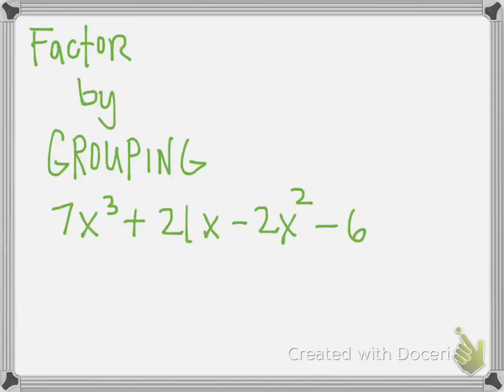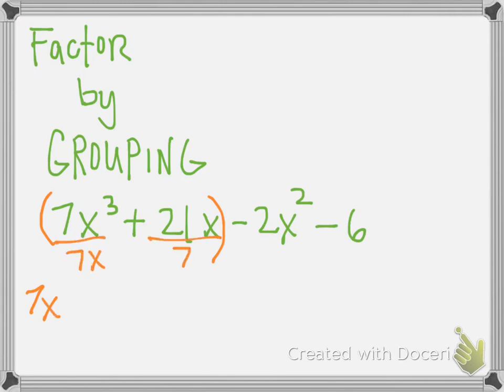This video is called Factor by Grouping. Factor by grouping means you take stuff in the equation and you put together stuff that has a common factor. So I can look at 7x cubed and 21x and go, oh, they have some stuff in common. So I'm going to take that stuff out, and they have a 7 in common and an x in common. So I'm going to take that out.